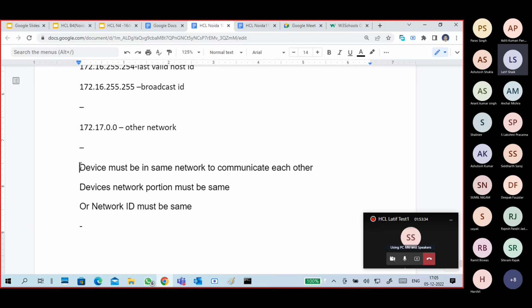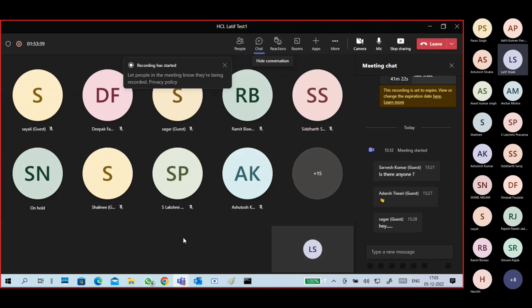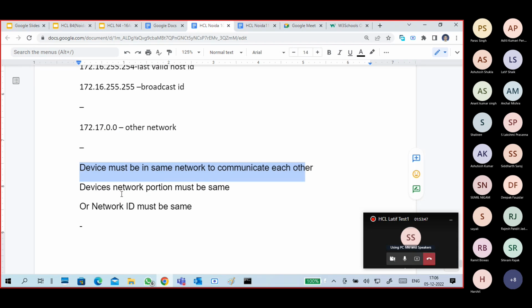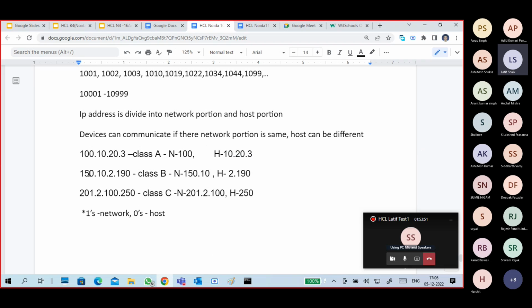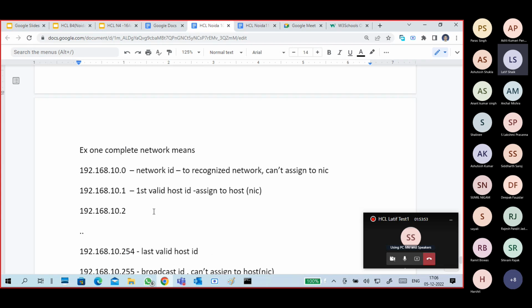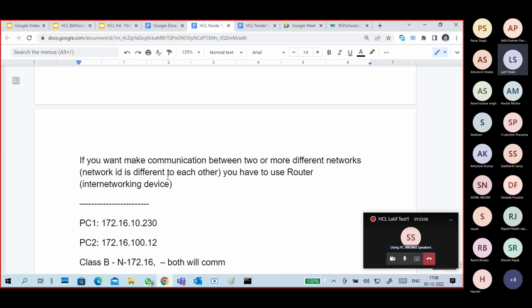Okay. So devices must be in the same network to communicate with each other. So check their network identification, their network IDs. Then only they will communicate with each other.